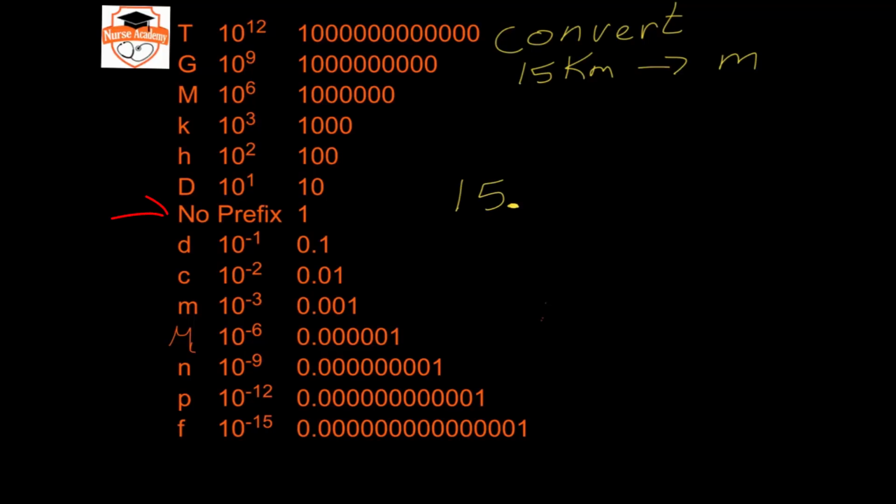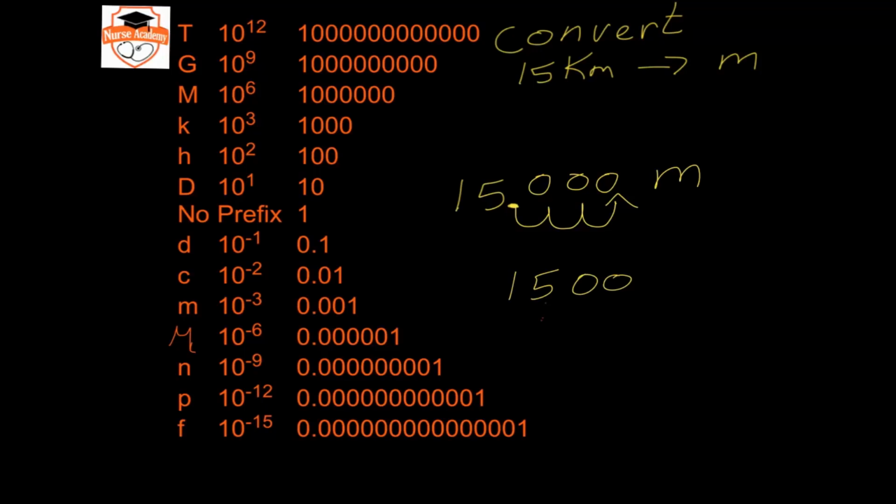So this would be where our meter would be. Since a kilometer is bigger than a meter, our decimal point is going to have to move to the right, and it's going to have to move to the right 3 times. 1 to go from here to here, 1 to go from here to here, and 1 to go from here to here. So that means it's going to be 1, 2, 3. 15,000 meters is going to be our answer then.